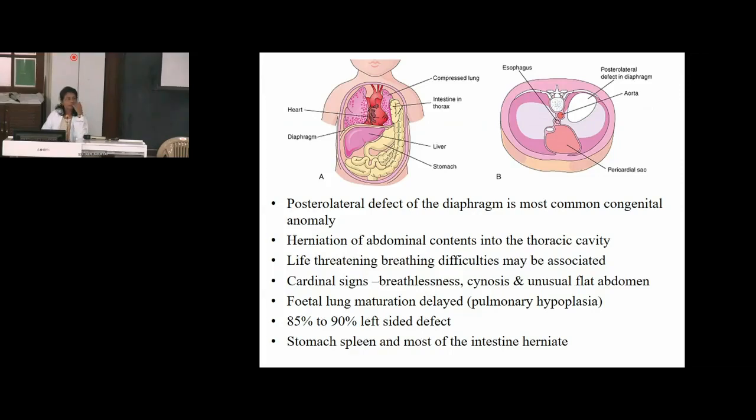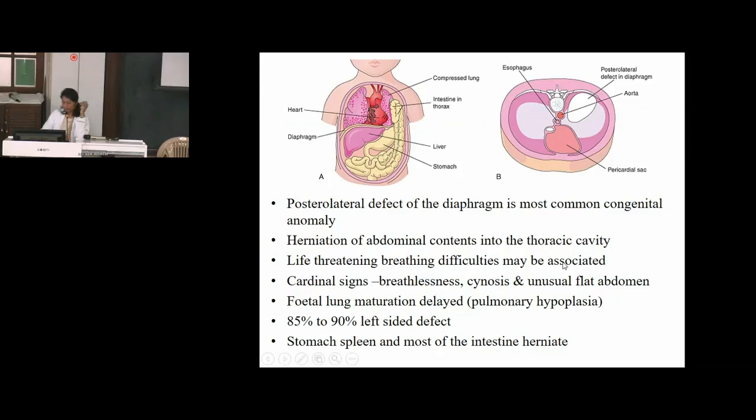So where is the problem here? We'll see the features: herniation of the abdominal contents into the thoracic cavity. What is mostly herniated? Stomach, spleen, and most of the intestine are herniating into the thoracic cavity from the abdominal cavity.